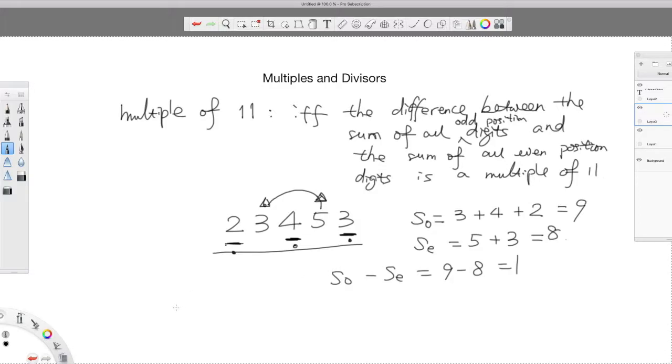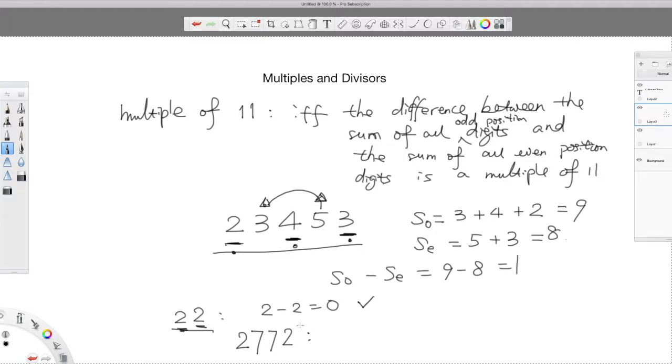Let's look at a number that we know is a multiple of 11. How about 22? The odd position sum is 2, the even position sum is 2, so 2 minus 2 equals 0. And 0, of course, is a multiple of 11. 0 is actually a multiple of everything except 0 itself. So 22 is a multiple of 11. Of course, it's too simple to really care about. How about a slightly more complicated example, 2772.